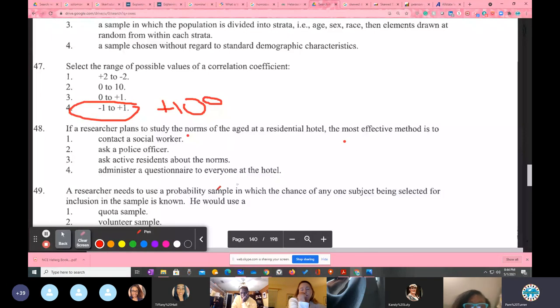Okay, so 4 is out, right? Because I don't really care about everyone at the hotel, do I? I only care about the aged, and I want to know their norms, which is their normal routine. So all I'm going to do is ask them about their norms. 3 is my answer. Okay.